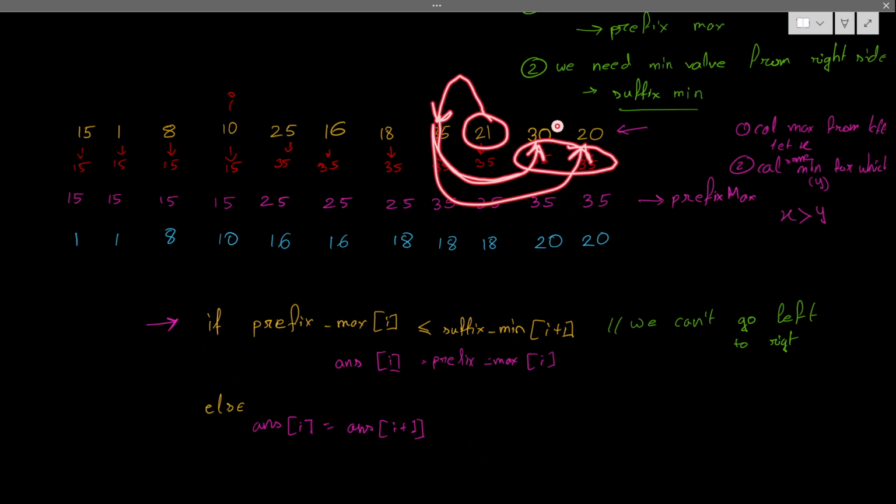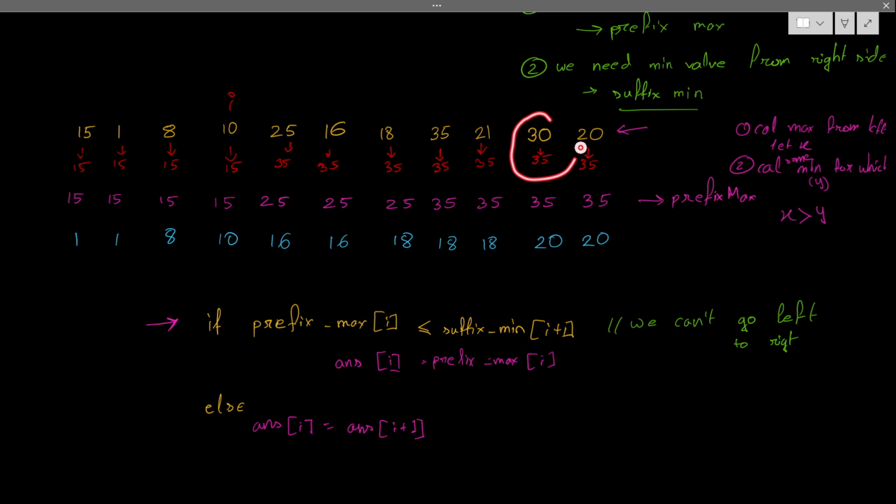So what I am observing is that my i plus 1 index is giving the answer for my current index. That is the case when I can traverse from left to right: if I can traverse from left to right, then the answer of i plus 1 is also my answer. If I can't traverse from left to right, then the maximum value of my left side will be my current answer. This is the intuition of this problem.